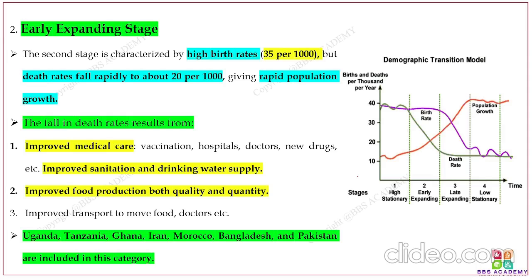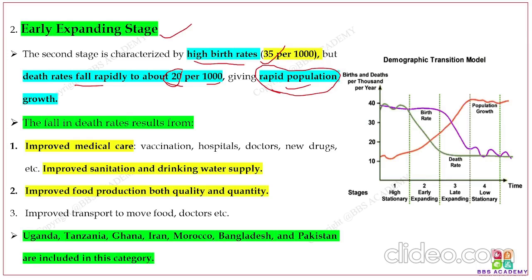The next stage is the early expanding stage. Early expanding stage is characterized by a high birth rate but a declining death rate. Due to the declining death rate, the population growth is rapid. The death rate declines from 35 to 20 per 1000, so that's why the population growth is very high, or rapid.